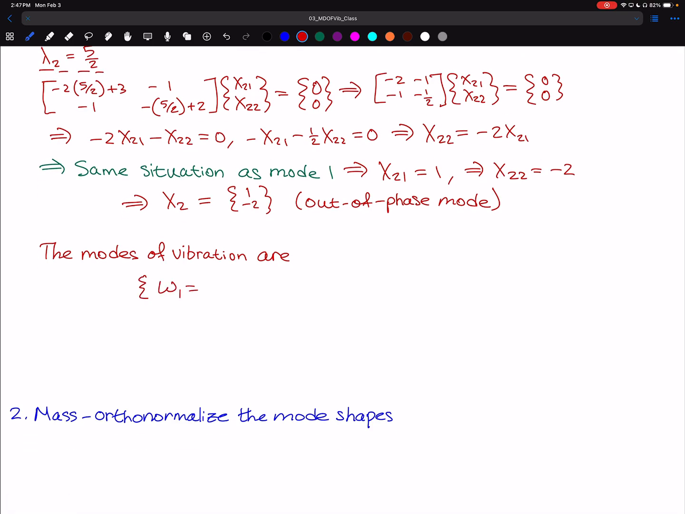We're going to have two of them. First, omega 1 equals 1, big X1 equals, I'm going to throw in here an alpha, just to arbitrarily scale them, alpha times the vector 1, 1 transposed, because these should be a column vector. Then our second mode has omega 2 equal to square root 5 over 2, X2 equal to beta, that's our scaling coefficient there, and 1, minus 2 transposed. And those are the modes of vibration, the natural frequency and their associated mode shape.